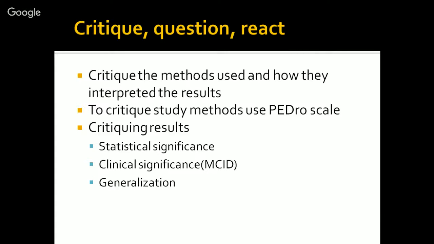The PEDro score will give us information about the quality of the methods that they have carried out. Greater the score, higher the study quality in terms of bias and the design and other things. Next, you will critique the study results, what they have got. That is, how the authors interpreted the results and what the study results actually mean. So there are three things that you have to look into when it comes to study results. One is statistical significance, second is clinical significance, and third one is generalization of study results to the population, and to be specific, to your patient.